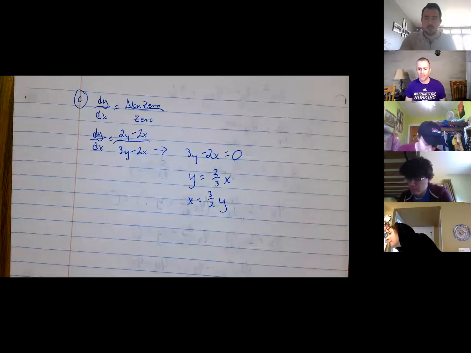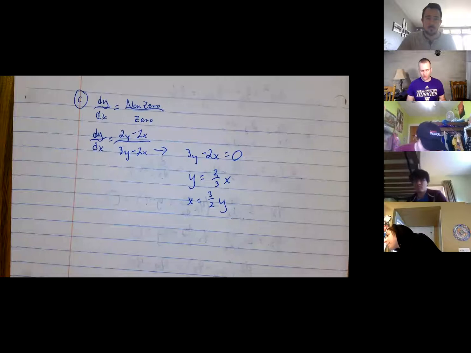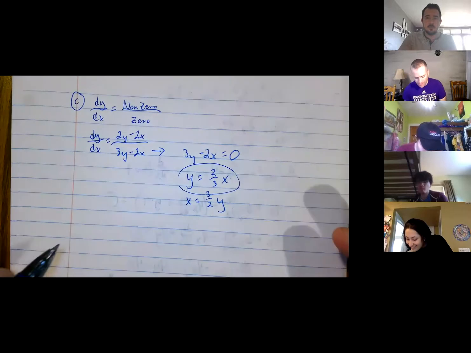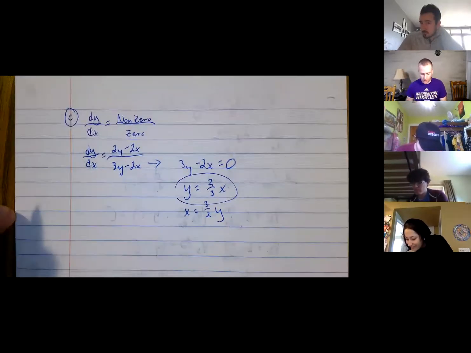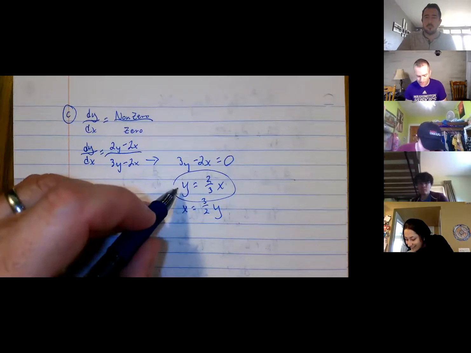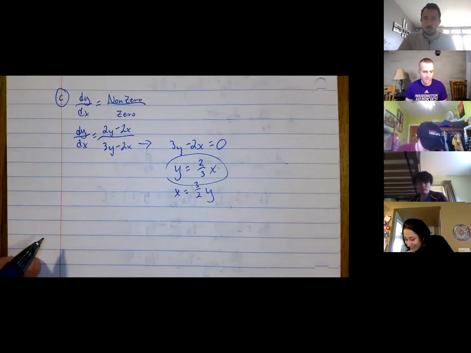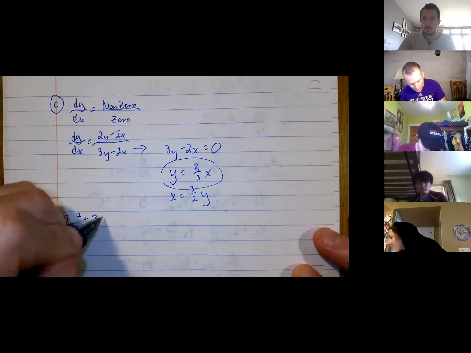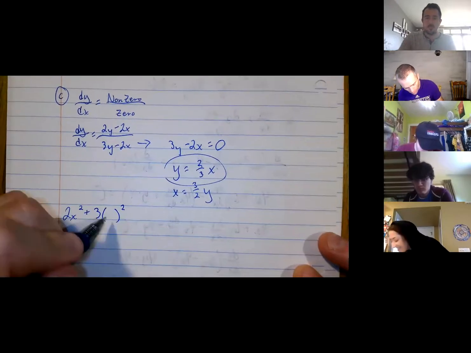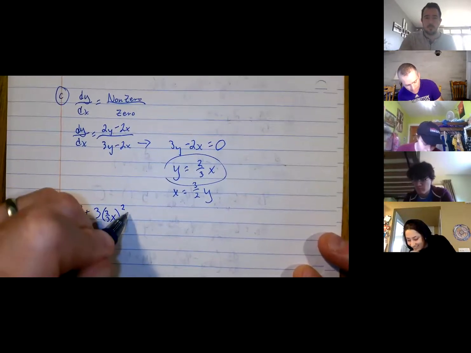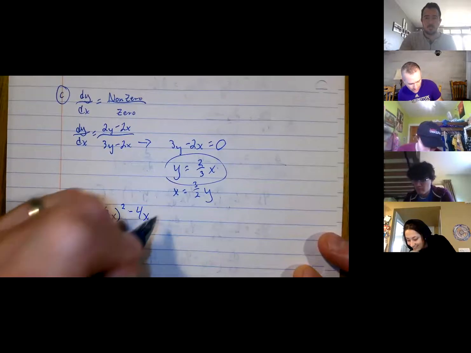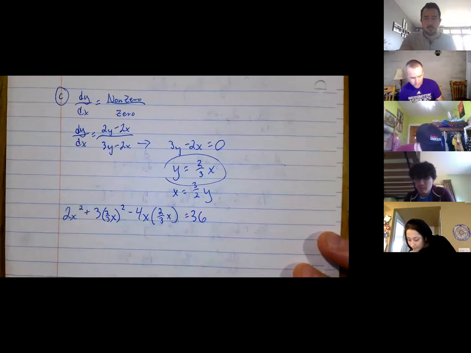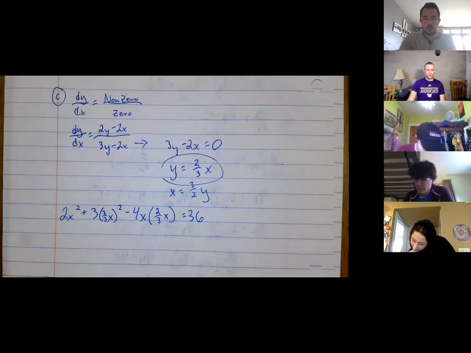Okay, now, it does say find the x value. So which version of these do you want? Well, you're going to want to use y equals 2/3 x because if you look at the original equation, you're going to plug 2/3 x in for y, and so then you'll have an equation of just x values. And so you've got 2x squared plus 3y squared, but y is 2/3 x, and then minus 4xy, which is 2/3 x, and then equals 36. And now you just need to solve that equation for x.